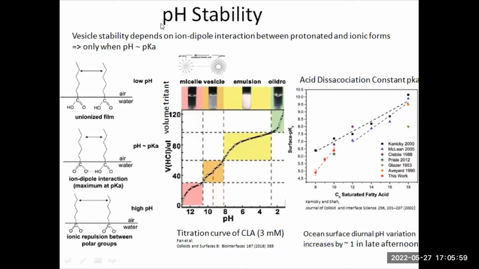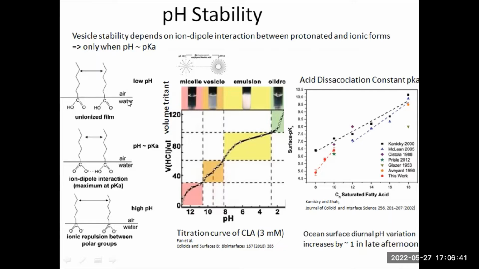Now, another factor we have to take into account is the pH stability. And this depends on what is known as the ion-dipole interaction. Because here we'll see that these are fatty acids. This is the air-water interface. And this is at a certain pH. Well, let's start here. For example, at low pH, we have a lot of protons in the water, which means that the water is very acid. These are the protons from the water molecules. These are the hydrogen atoms from the water molecules.